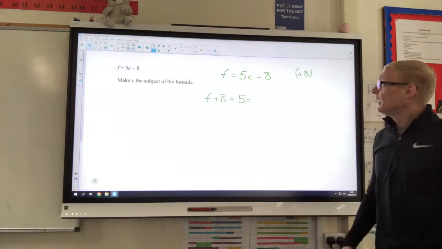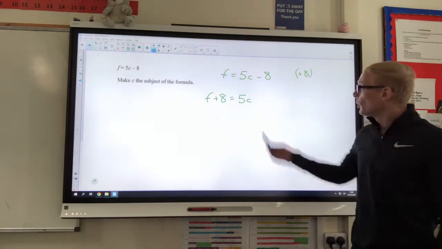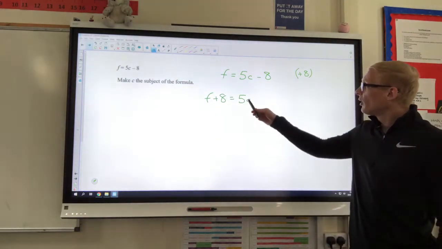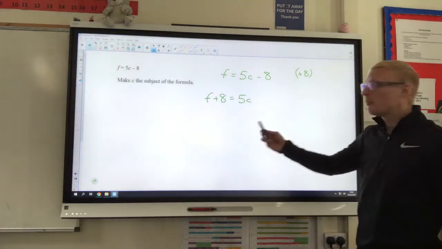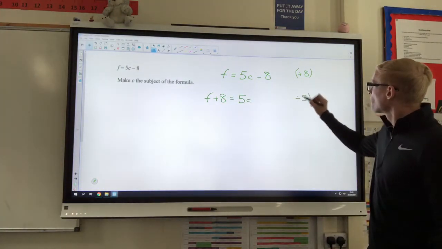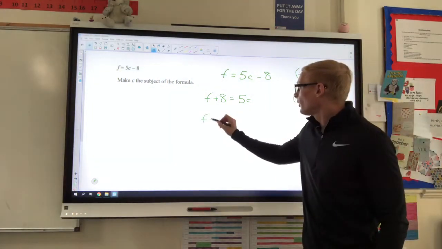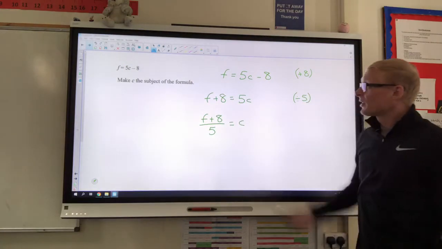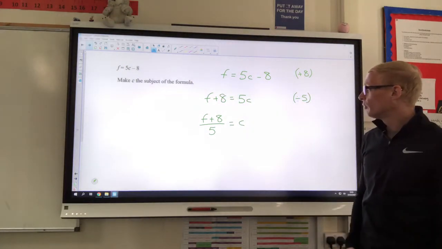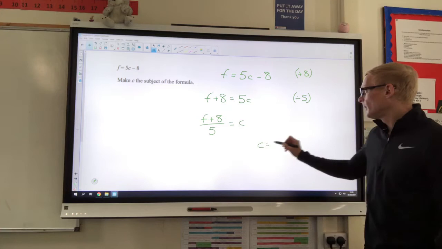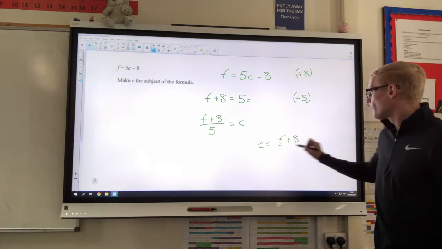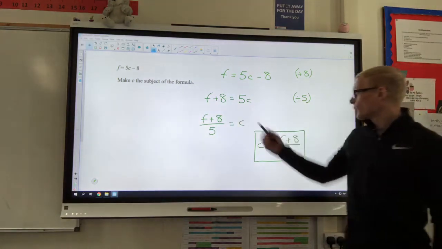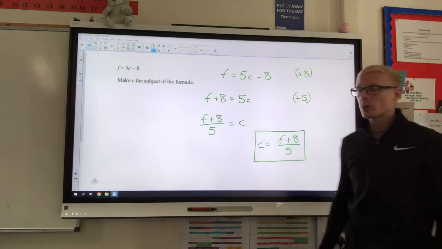Now 5C here is 5 times C, so when I'm looking to move this 5, because I want just C on its own, when I'm looking to move that 5, because that's 5 times C, I need to divide by 5. So I get F plus 8 divided by 5 equals C. Okay, so that's your answer there. That's making C the subject of the formula. You can turn it round if you'd rather, just so it looks like that, so that you've got C equals, but it's the same thing. Those two things are the same thing there. Okay, so that's the first one.